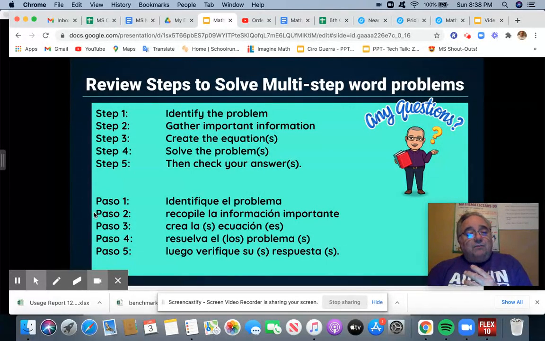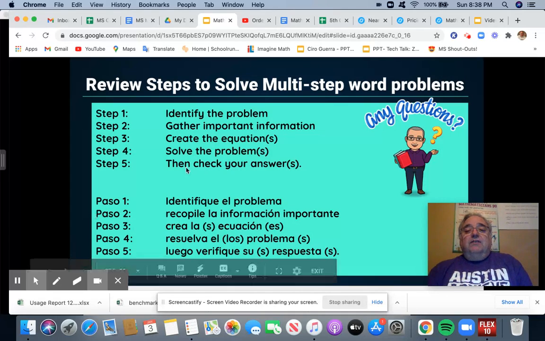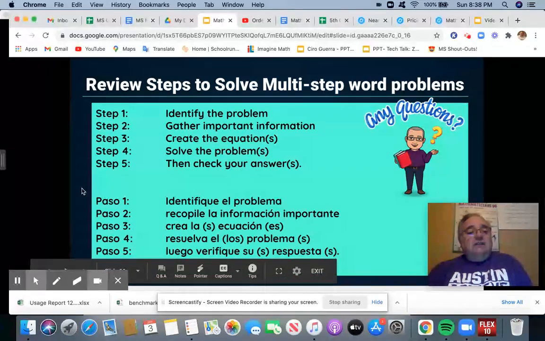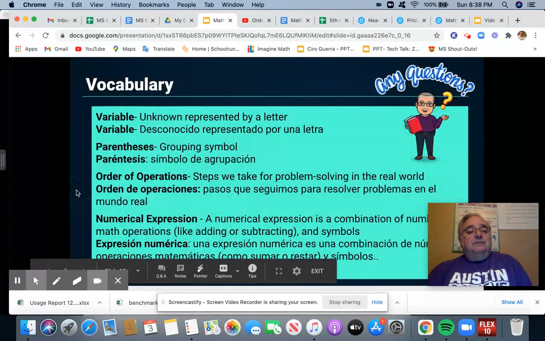Step 4, solve the problem. Then check your answers is step number 5. So you should have had step 1, 2, and 3. And then steps 4 and 5 were together. If you have any questions, feel free to ask me. Send me an email. Be glad to help you out.